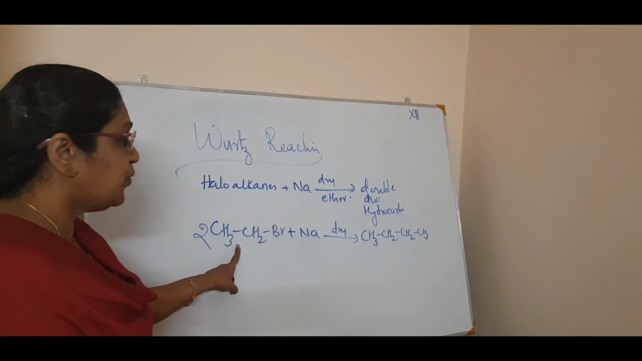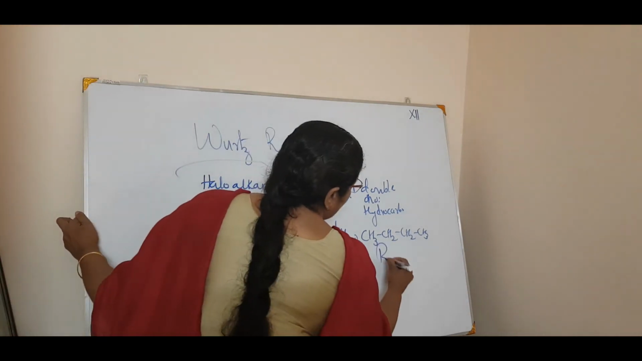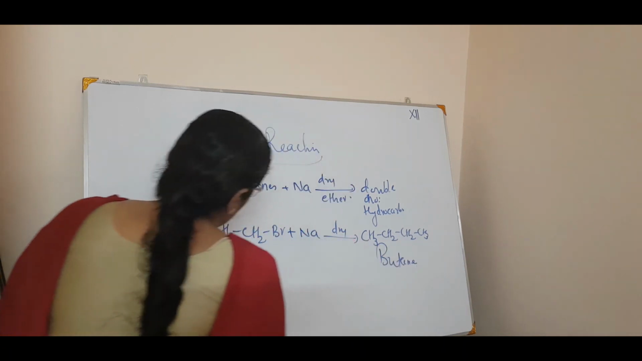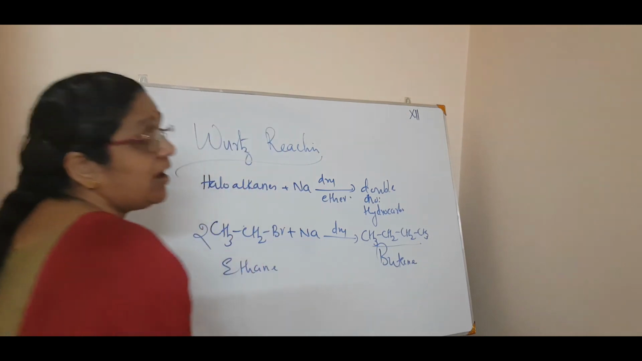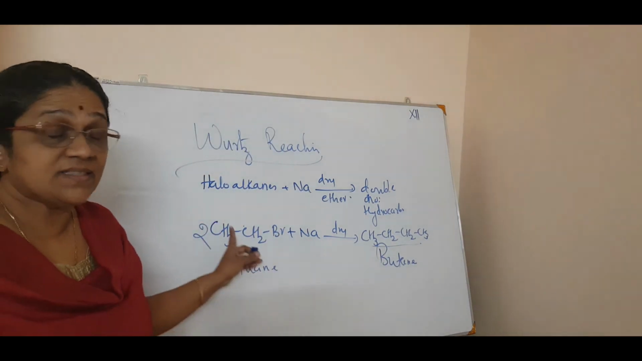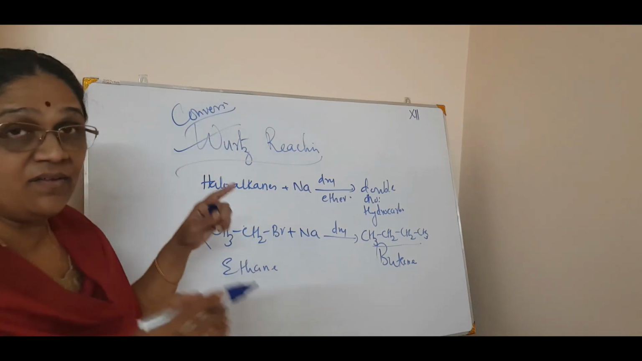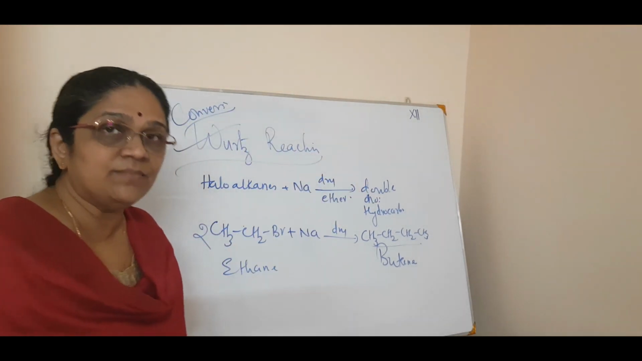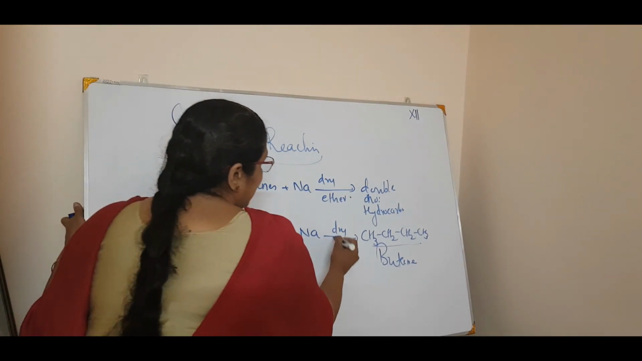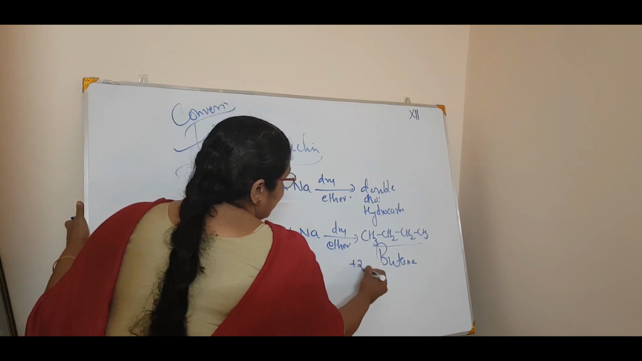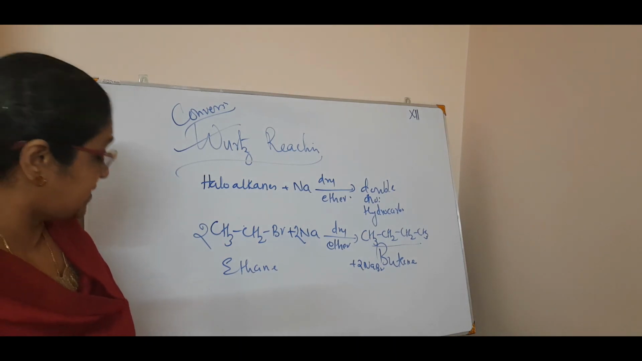That is, two molecules will come and associate and it forms butane. See? You are taking only ethyl bromide. So from 2 carbon atoms, you are getting straight away 4 carbon atoms. So that is why this reaction is very important in conversions. If you want to convert a 2 carbon compound to a 4 carbon compound, you can apply this Wurtz reaction. This is very important. Sodium in dry ether, plus 2 NaBr. See. So this is the Wurtz reaction.